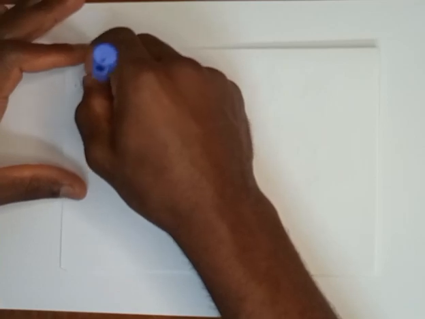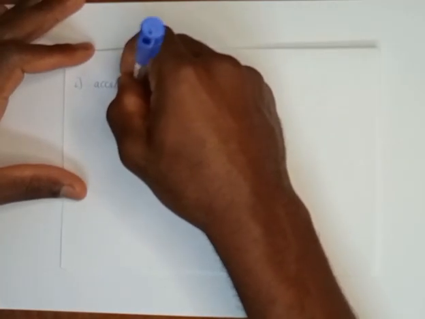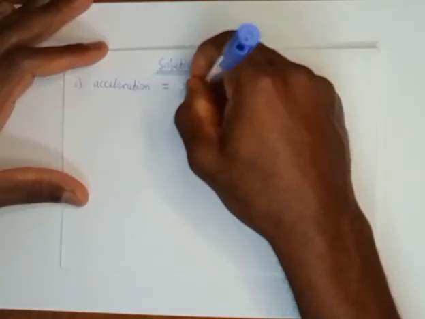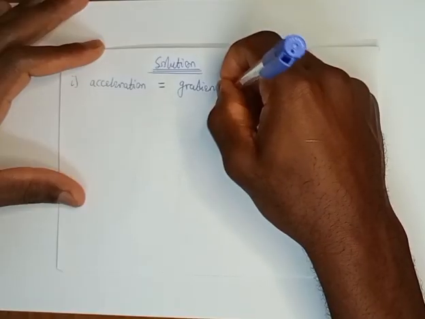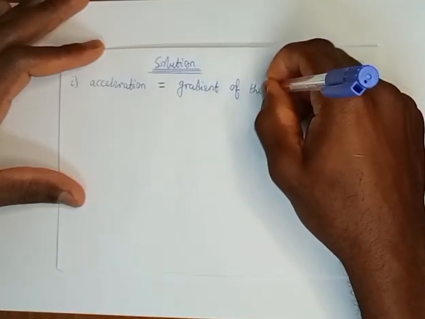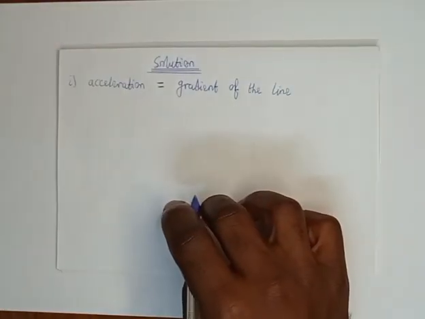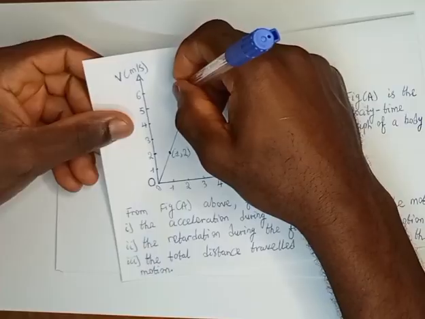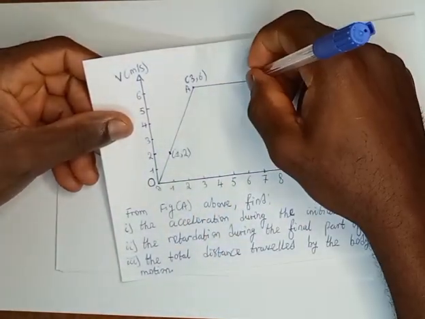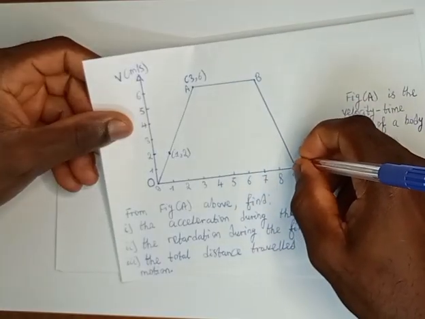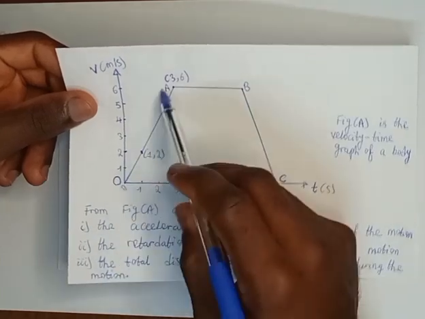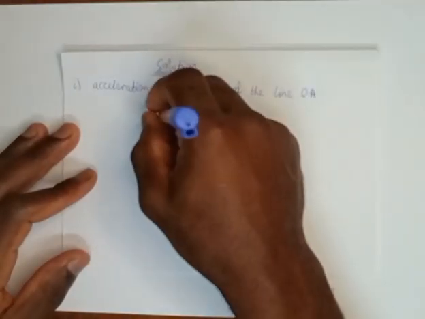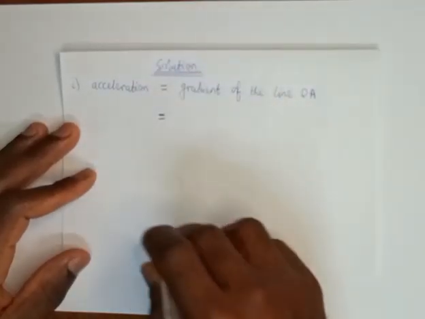Take solution. Question I. The acceleration is simply equal to the gradient of the line. Let's label this line. Let's call this point O. This is O. Then we call this other point A. We call this one B. Then we call this one C. It will simply be the gradient of the line OA.